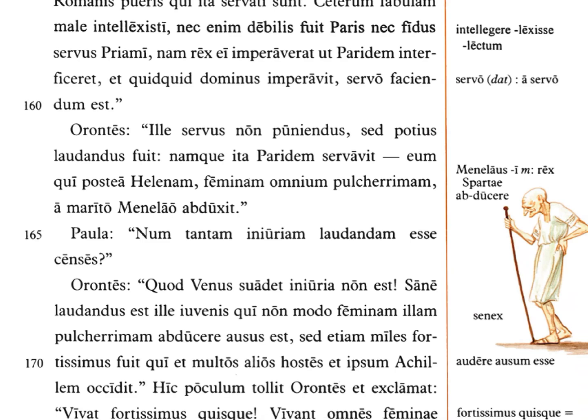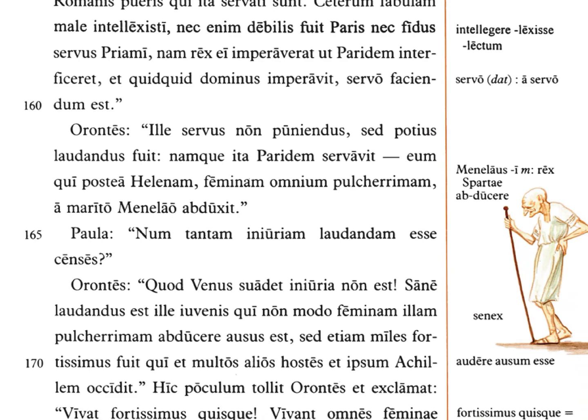Nam ita Paridem servavit, for so he saved Paris, eum qui postea Helenam feminam omnium pulcherrimam a marito Menelao abduxit, him who afterwards abducted Helen, the most beautiful of all women, or the woman most beautiful of all, from her husband Menelaus. Now, of course, I don't think this is something to praise someone about, but we'll see in a minute why Orontes thinks he should be praised.